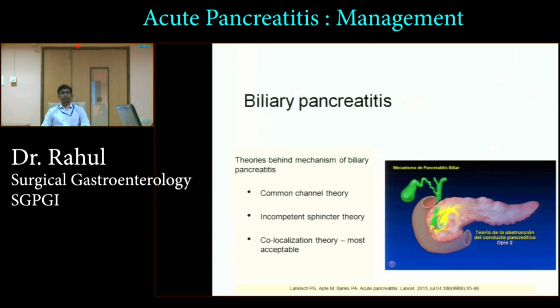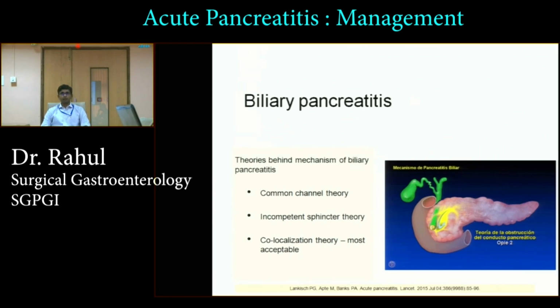The second theory is the incompetent sphincter theory, but this also does not hold well because nowadays ERCP is very common and many patients undergo sphincterotomy. Even after sphincterotomy, it doesn't increase the chance of pancreatitis. So the incompetent sphincter theory is also not very well accepted.